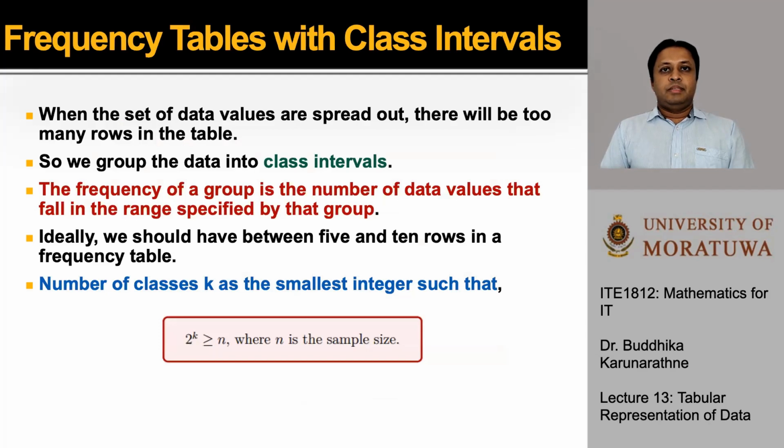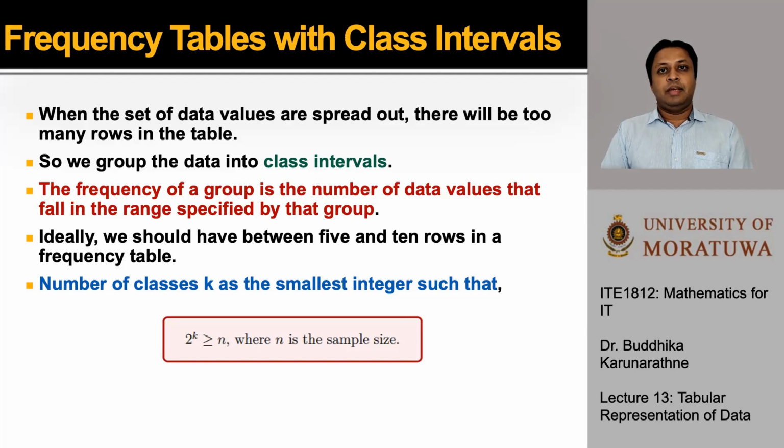That was a simple example of coming up with frequency tables. Now we go one step further and try to generate frequency tables with class intervals. This is helpful especially when the data values are spread out, so there will be too many rows, lots of rows. In this case, we have to group the data into class intervals.